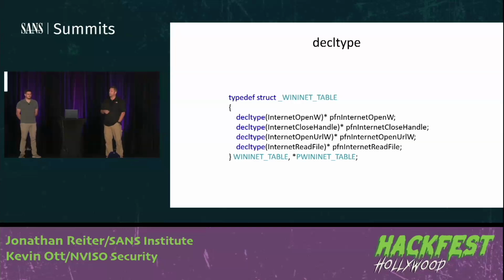I like using this inside of my custom loaders. You can think of it as your own custom import address table, if you will. So you can have one for WinInet, the WinInet library, kernel32, kernelbase, and so on and so forth. You can have these filled with function pointers for that particular library.